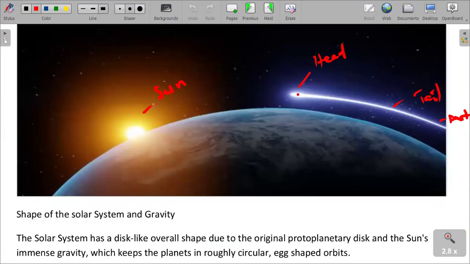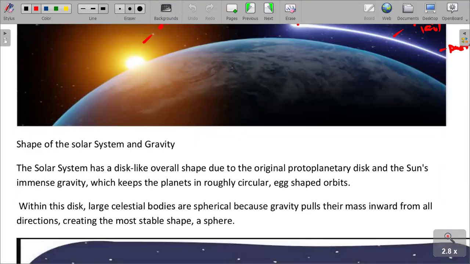The shape of the solar system and gravity is our next subject. The solar system has a disc-like oval shape due to the original planetary disk and the sun's immense gravity. The sun's gravity keeps the planets in roughly circular, egg-shaped, or oval-shaped orbits.